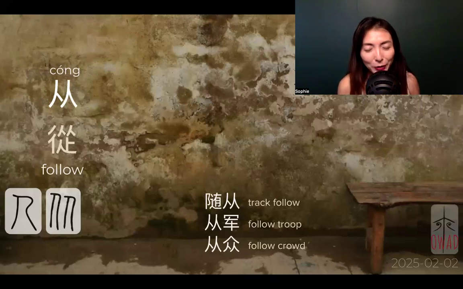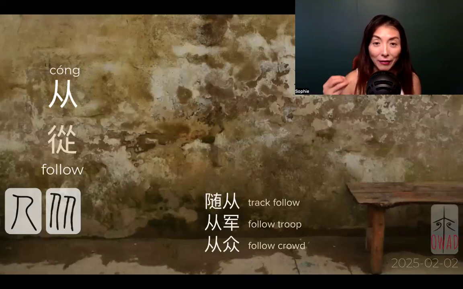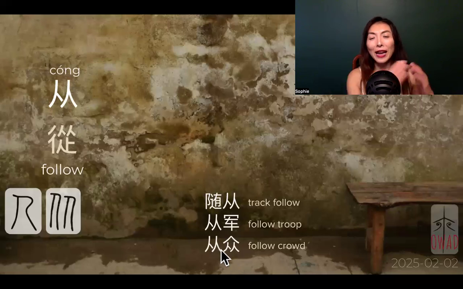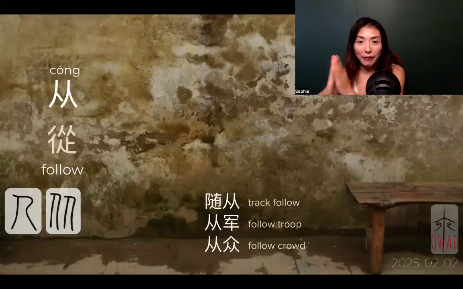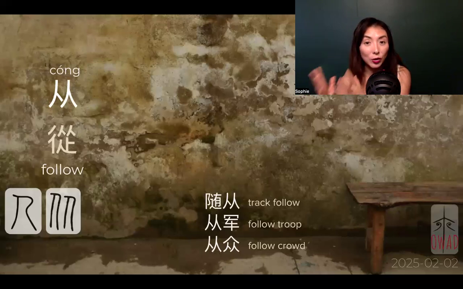You have to curl the tongue, you cannot pronounce it flat. It's a 重, not a 重. I mispronounced it earlier. 从众. As you can see here, there are five human figures. So Chinese builds such a concept from one icon. 从 means follow, and 众 is when we have three of them stacked up together as a crowd.